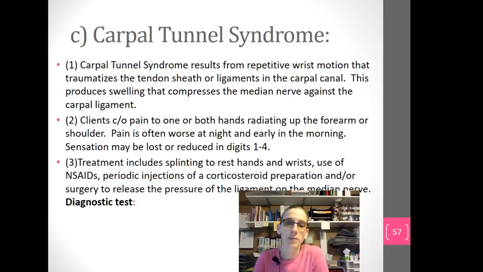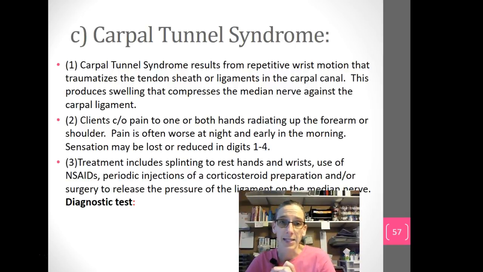All right, treatment includes splinting to rest the hands and wrists, use of NSAIDs, periodic injections of corticosteroid preps, and or surgery to release the pressure of the ligament on the median nerve. Oftentimes they will sleep in wrist braces to help relieve some of that pressure throughout the night with the swelling. Sometimes that will be a temporary relief measure for them.